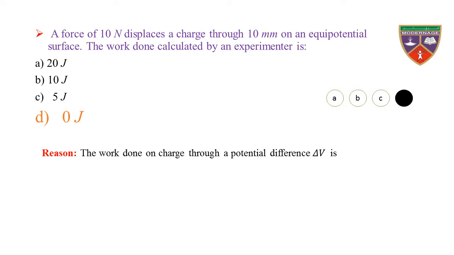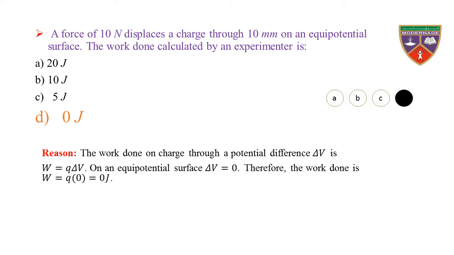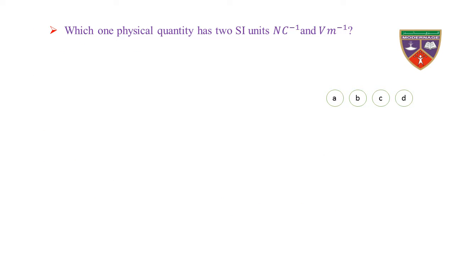Reason: the work done on a charge through a potential difference delta V is W equal to Q delta V. On an equipotential surface, delta V is equal to 0. Therefore, the work done is W equal to Q into 0, which is equal to 0 joule. Hence, the work done calculated by an experimenter is 0 joule.